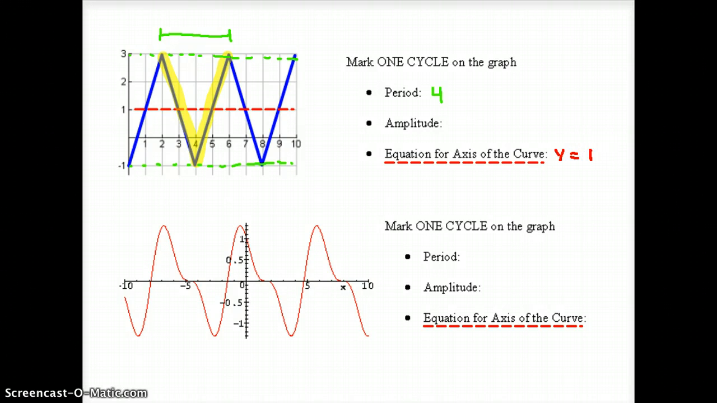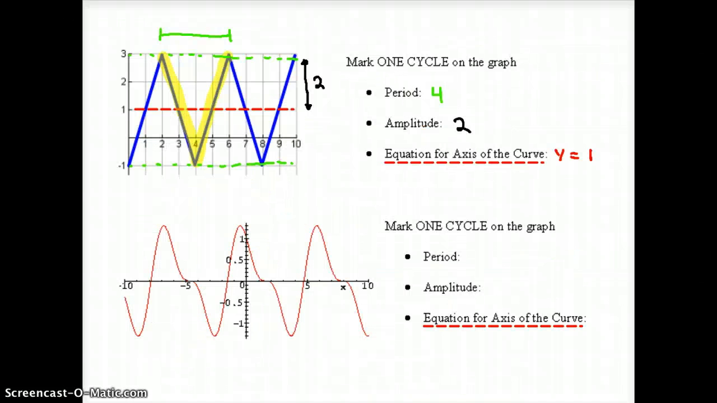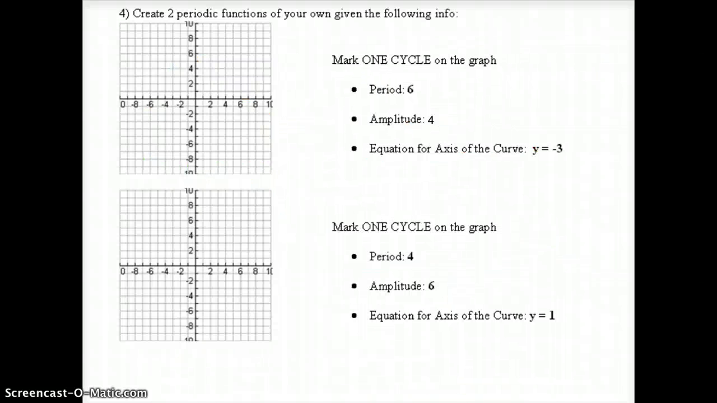And now the amplitude is from the middle to the top or the bottom, and that happens to be 2. So the amplitude here is 2. Does that make sense? Try the other ones. Try the other 2, and the answers are on the PDF that's posted on the website already.